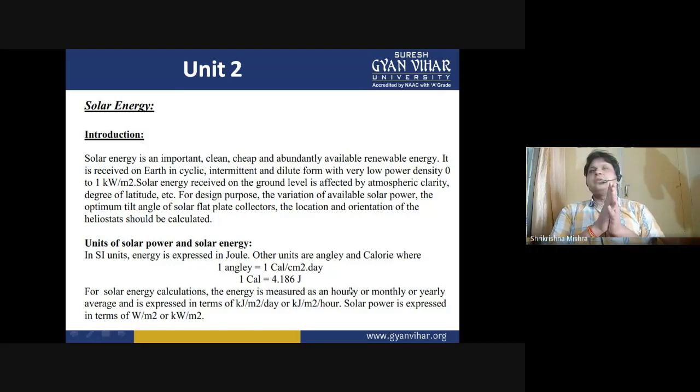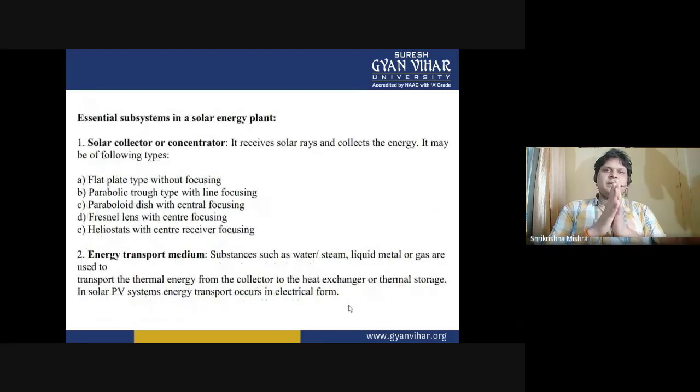Solar power is always expressed in terms of watt per meter square or kilowatt per meter square. So for solar energy calculation, now coming to the essential subsystems in a solar energy plant. What are the subsystems of a solar energy plant?